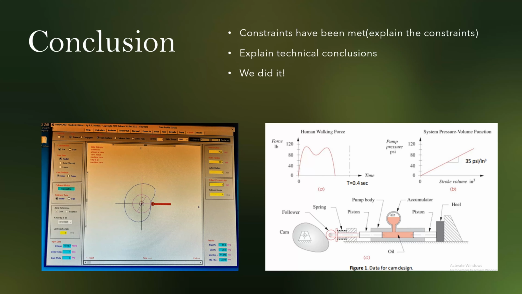So in conclusion, I met all the constraints. The only thing, again, is that the minimum rho is a little too big compared to 2 or 3 times my roller radius. So the way I can fix it is by increasing my roller radius. I do have a maximum length of 3.14. That's another constraint that I did meet, and my graph looks similar to figure 1a.